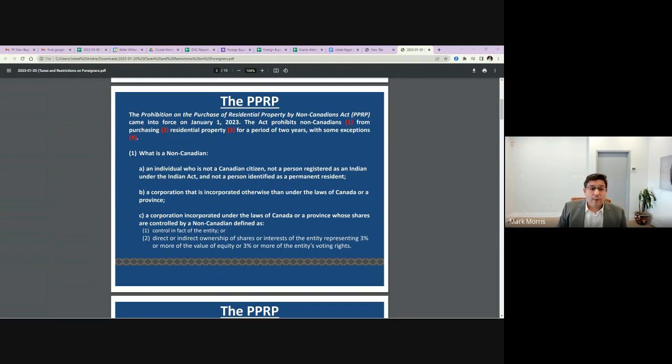It's also a corporation that's incorporated otherwise than under the laws of Canada or a province. So very simply, if you're a US corporation, then you are out. You have to be registered in Ontario or Canada. Or it is a corporation registered in Ontario or in Canada, in any jurisdiction in Canada, it doesn't matter, whose shares are controlled by non-Canadians, meaning that they have over 3% of the voting rights. Now, that doesn't happen very often for you. I haven't been approached once by that.